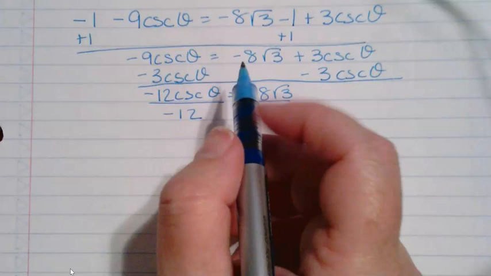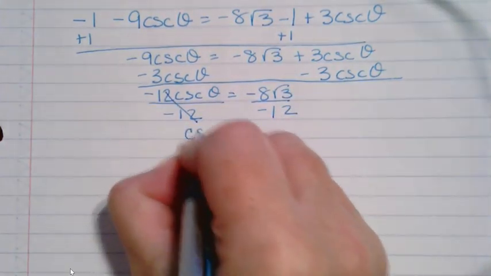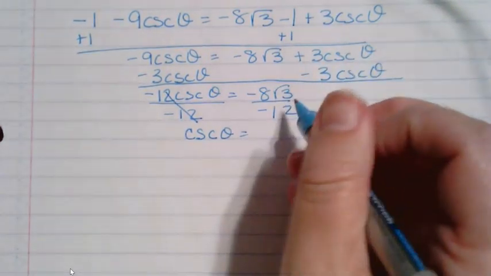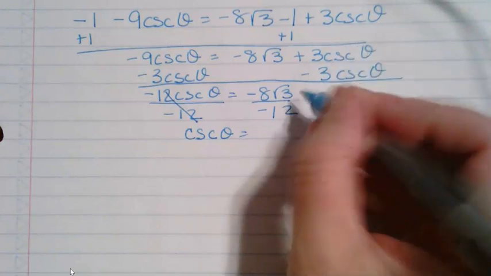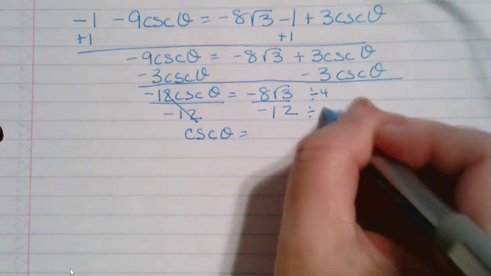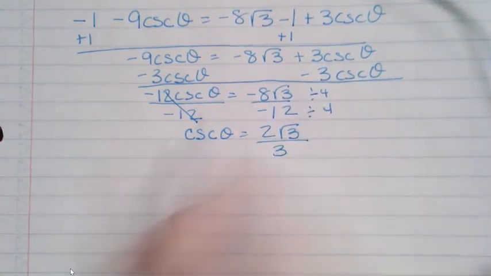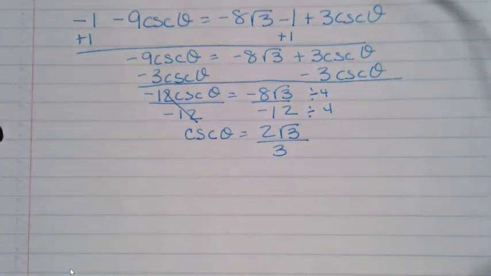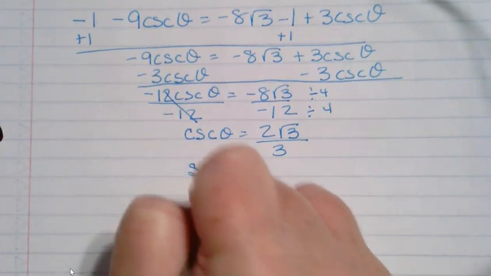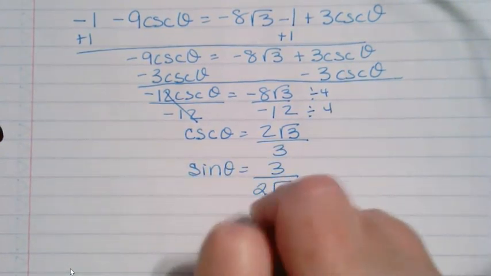Cancels. I can reduce this. I can take a 4 out, right? Divide by 4. Yeah, because 8 won't go in it. So we get 2 square roots of 3 over 3. Okay, now we're going to flip this. So this is going to become sine. And I'm sorry for that pause. I was doing the math in my head. Okay.